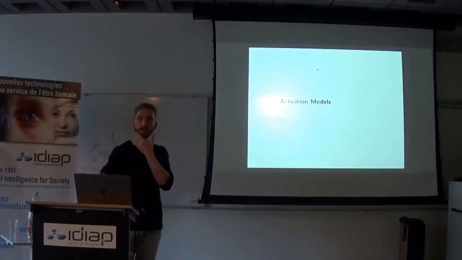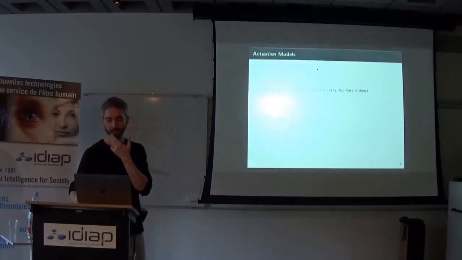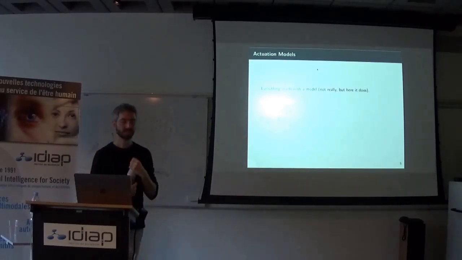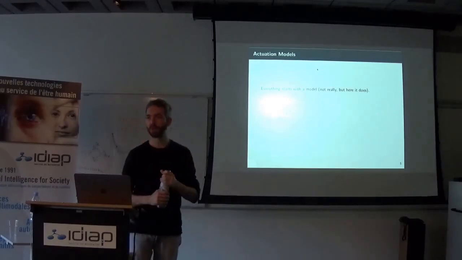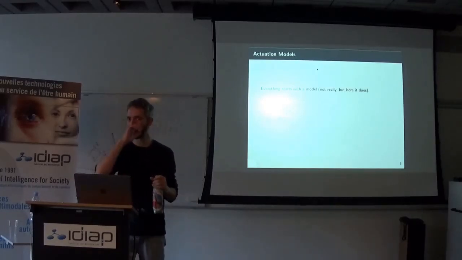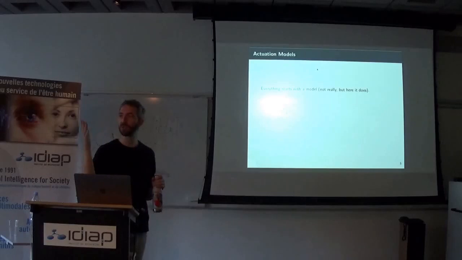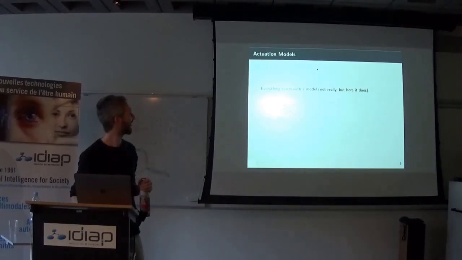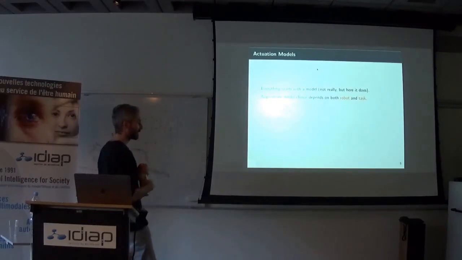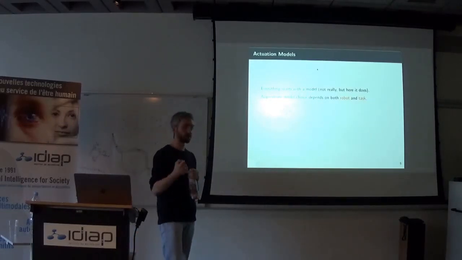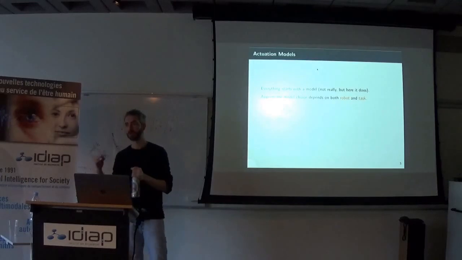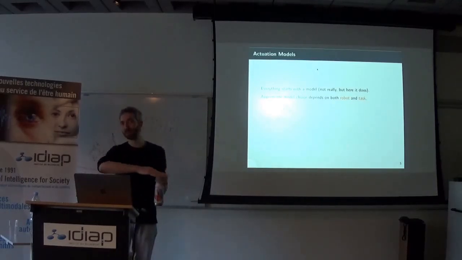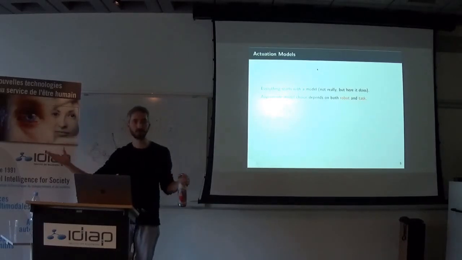So let's start talking about actuation. Everything starts with a model. Not really, but for today, it does. We will see on Thursday that you can use model-free reinforcement learning, and there you have no model. And it's really important to choose the proper model for your robots, because if you start with the wrong model, no matter what you do after that, nothing is going to work, right?